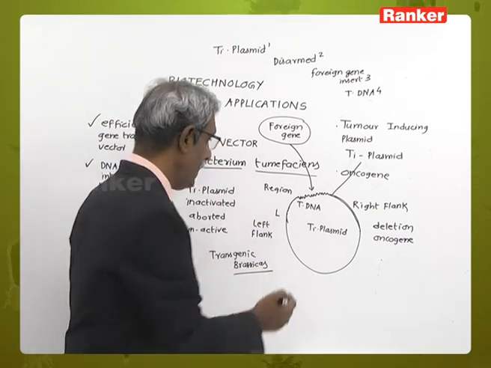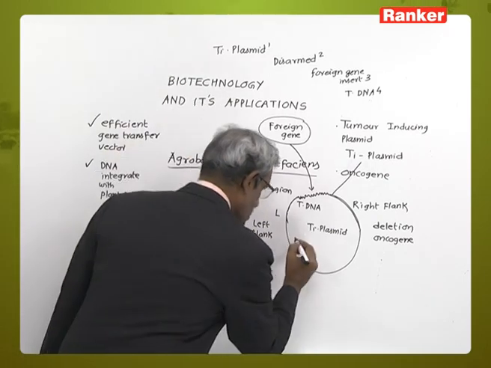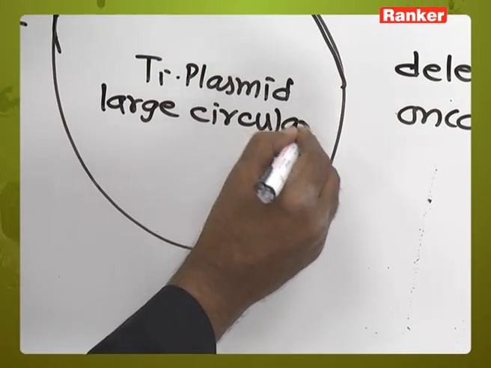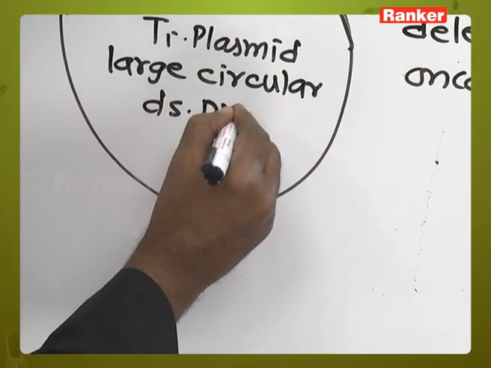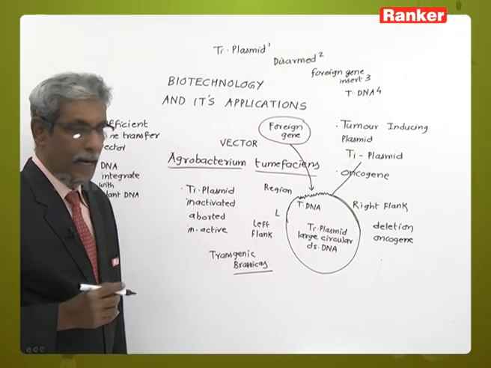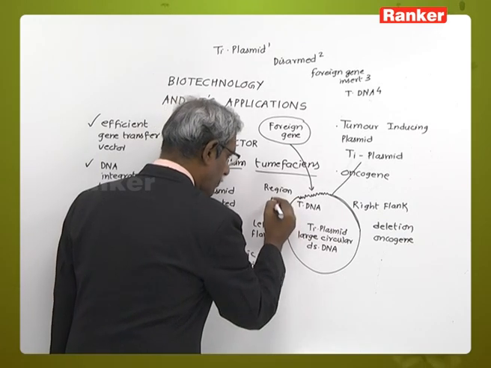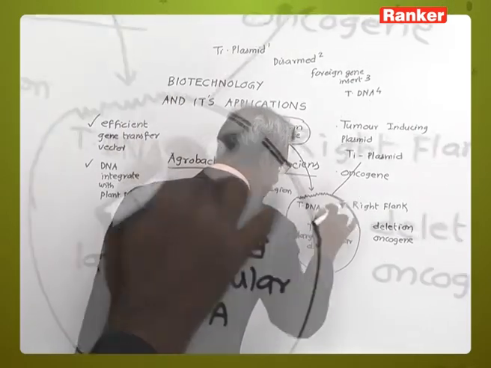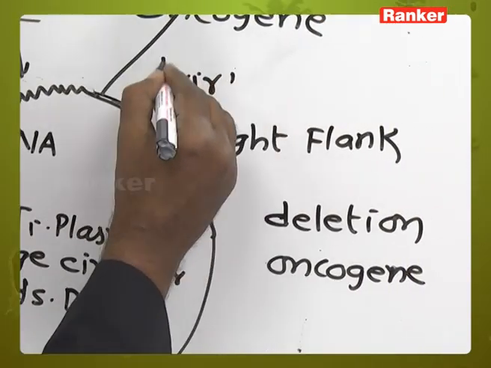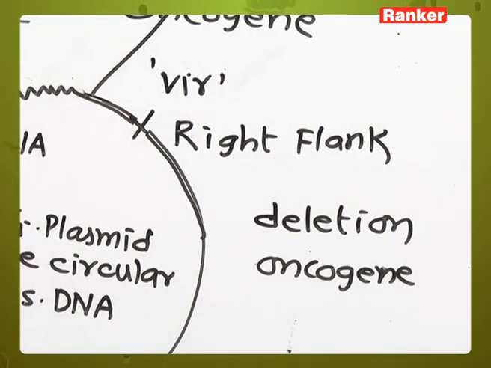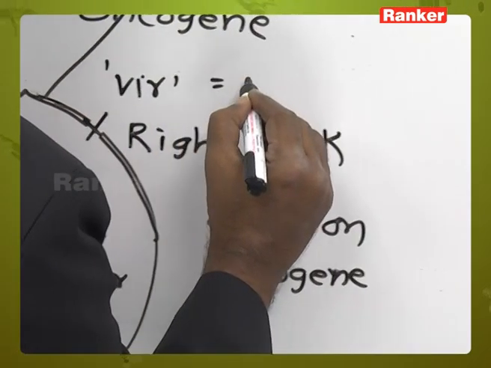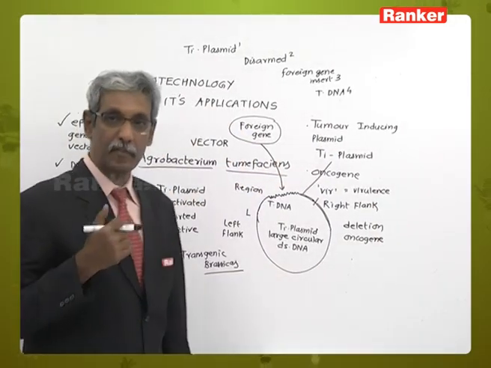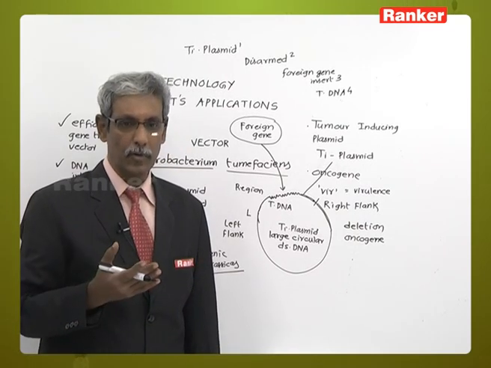So, what exactly is the TI plasmid? The TI plasmid is a large circular double stranded DNA, and it has a left border and a right border, or a right flank and a left flank. It also has a gene called VIR. VIR indicates virulence. So, it always carries a gene for virulence, so that it can attack the host cells.